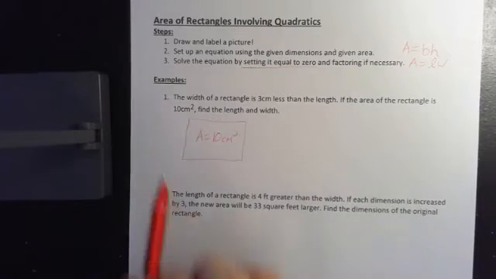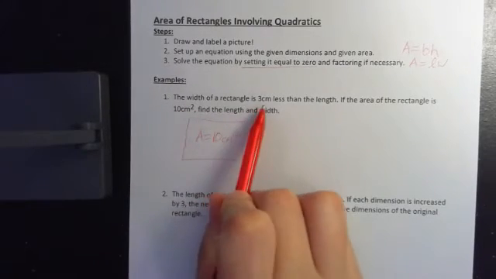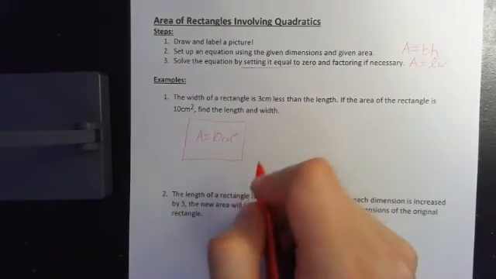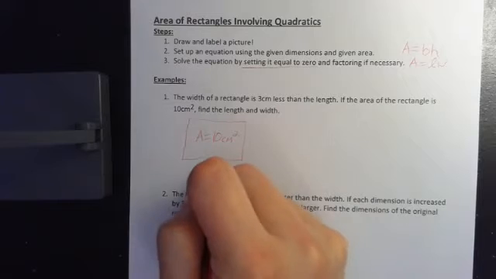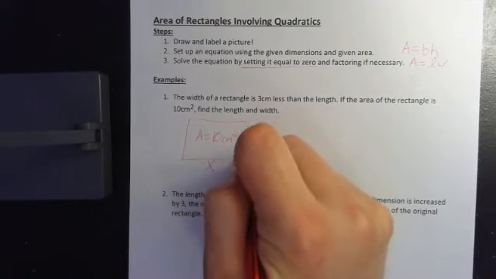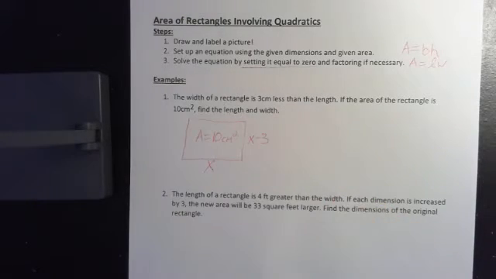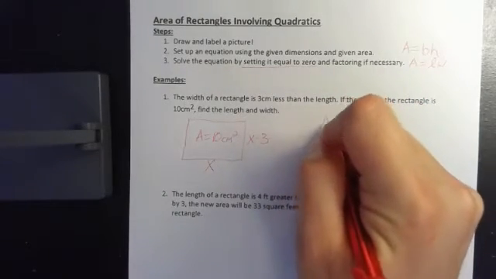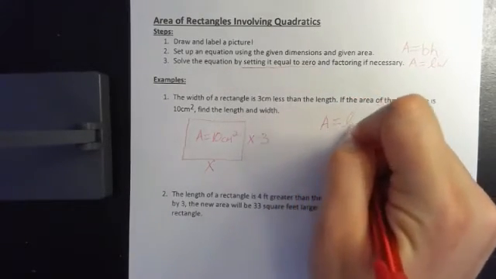And I know that my width is 3 centimeters less than my length. So my length is x, my width is x minus 3. And then I can set up my equation. So I have A is equal to length times width.